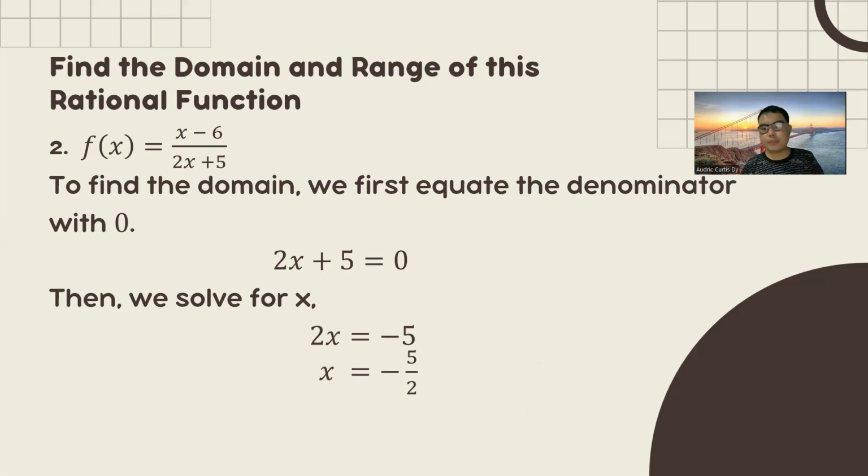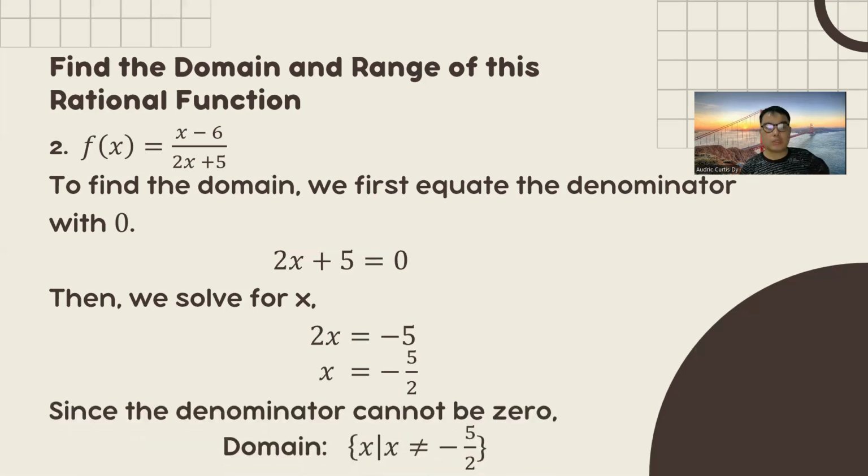When we substitute negative 5 over 2 into this function, it is expected that the denominator will be 0, since based on the definition of the rational function, the denominator cannot be 0. So the domain states all real numbers except negative 5 over 2. It means any value except negative 5 over 2. So x is not equal to negative 5 over 2.